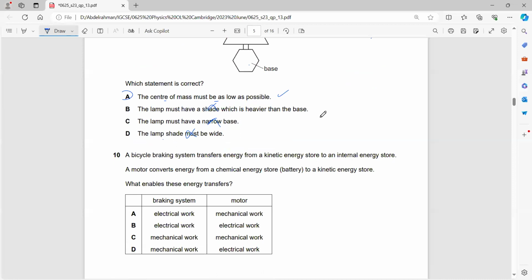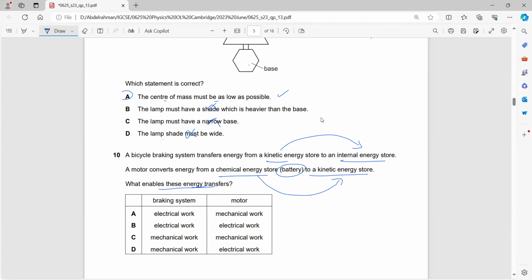A bicycle braking system transfers energy from a kinetic energy store to an internal energy store. A motor converts energy from a chemical energy store to a kinetic energy store. What enables these energy transfers? The braking system converts kinetic to internal. What is the type of work done? And the chemical energy in the battery to kinetic energy in the motor. What type of work is being done?